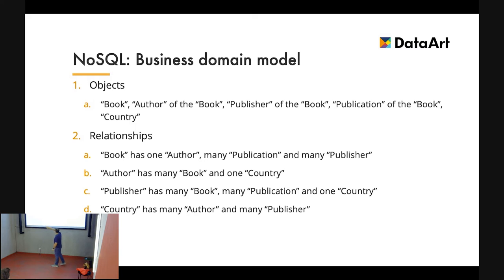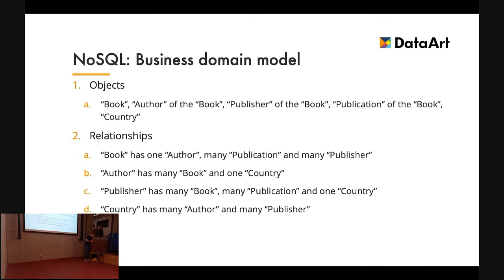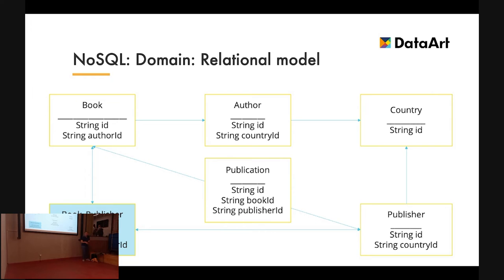Author has many books, of course, and one country. Publisher has many books, many publications, and only one country. And country has many authors and many publishers. And now, this example of relational model.